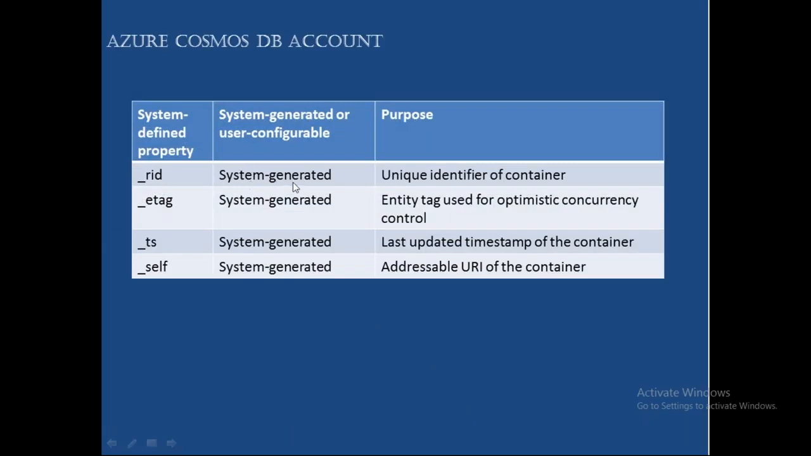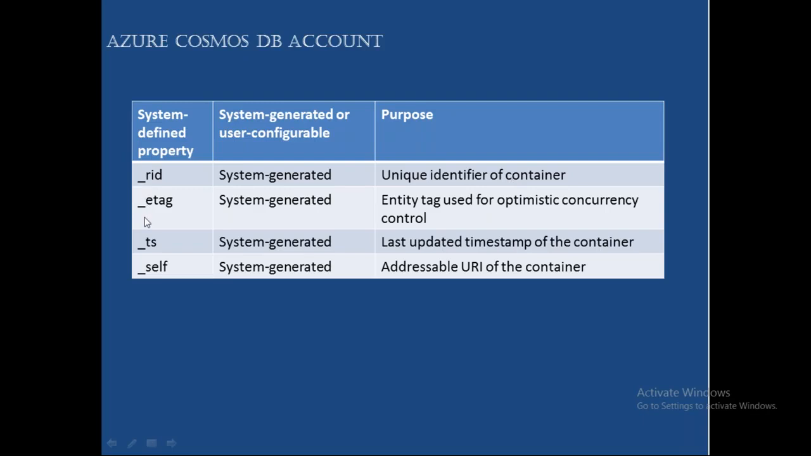What is _rid? First you need to understand, it's a system generated key. It identifies your container uniquely. You'll have multiple containers. In those containers, if you want to identify one container uniquely, you need to use _rid.